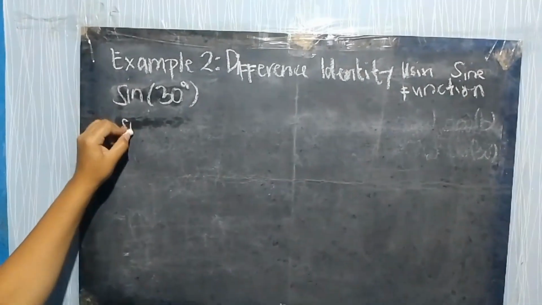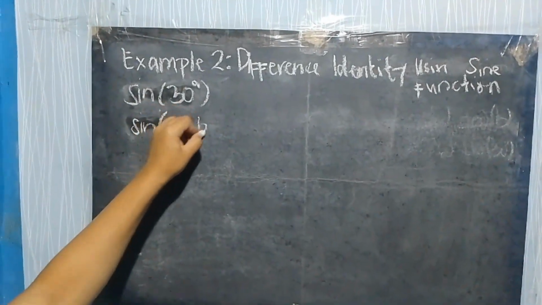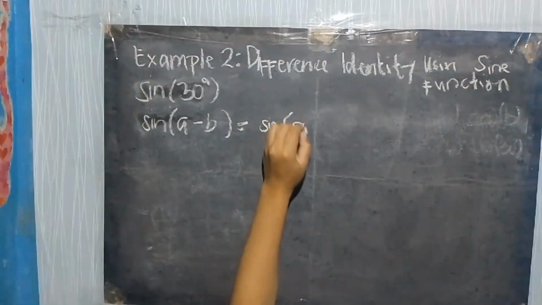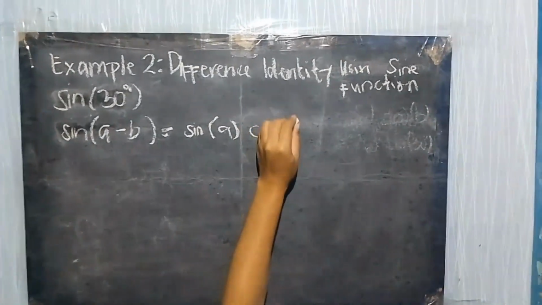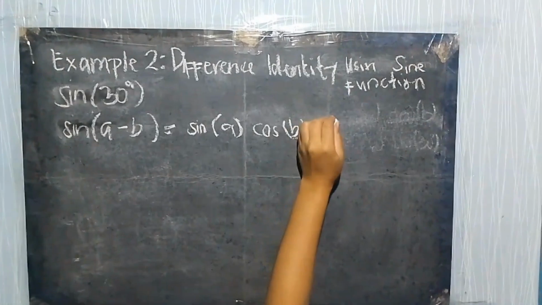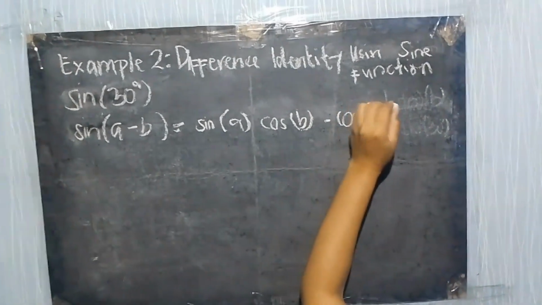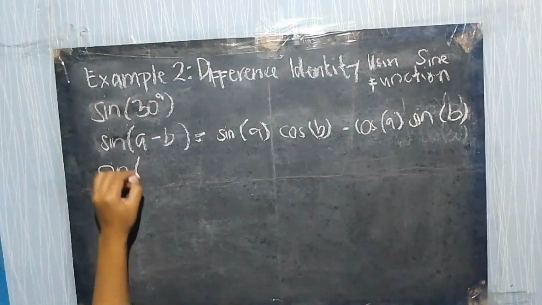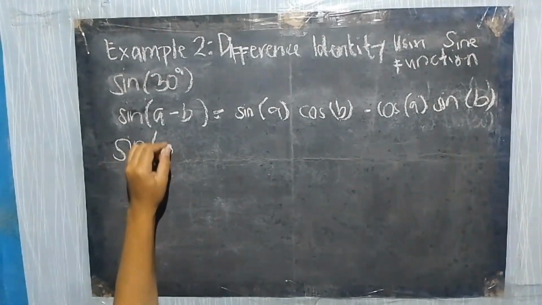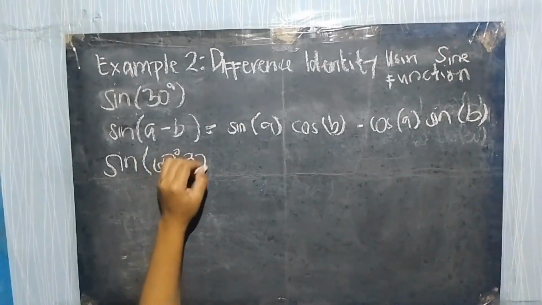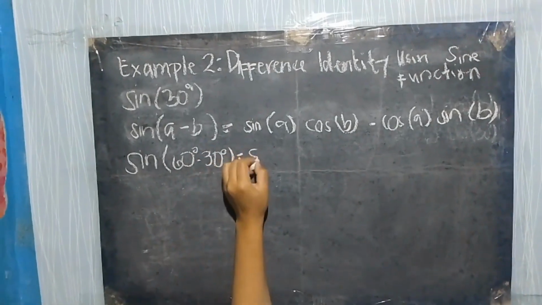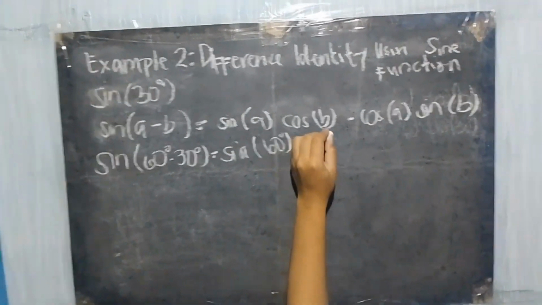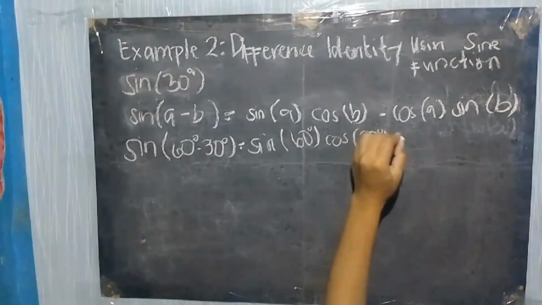Difference identity using the sine function. Let's say we want to evaluate sine 30. Sine 30 is the same as sine of 60 minus 30. So this is our equation: sine of A minus B is equal to sine A cosine B minus cosine A sine B. So sine of 60 minus 30 equals sine 60 cosine 30 minus cosine 60 sine 30.